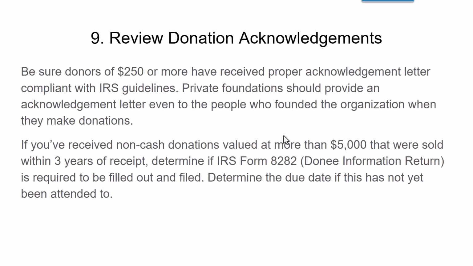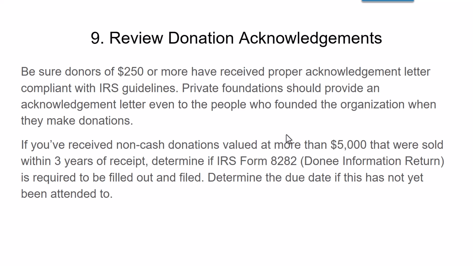Review your donor acknowledgments. So wonderful people donate money to your organization. You send them a letter saying, hey, thanks for the donation of $500. And there's other language that needs to be on there. Be sure you're caught up on those before the donors start filing their tax returns.